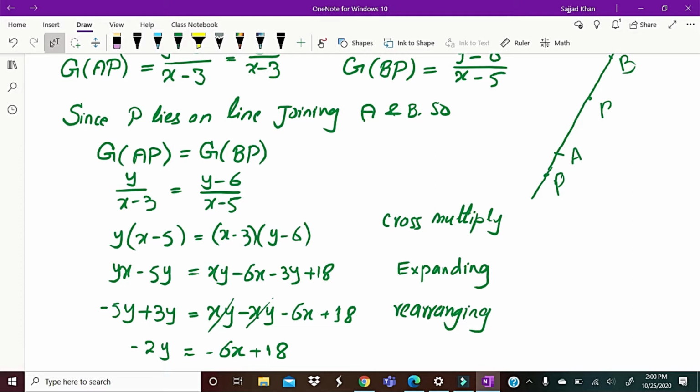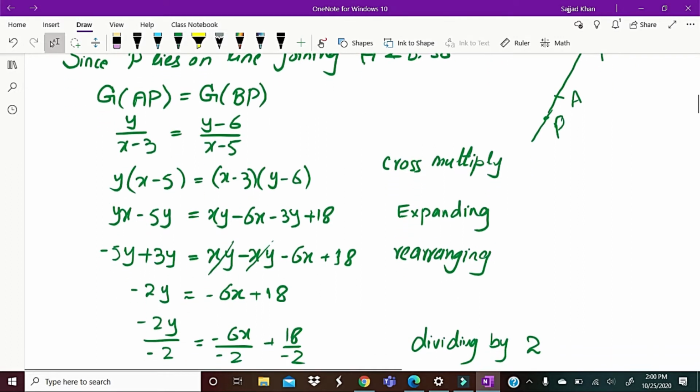So the gradient of AP is the same as the gradient of BP. We put an equal sign between them, and then we do a cross multiplication, and then expand. So y into x is yx, into minus 5 is minus 5y. This x multiplied to y gives us xy. X multiplied to minus 6 is minus 6x. Minus 3 multiplied to y is minus 3y. And minus 6 and minus 3 gives us 18.